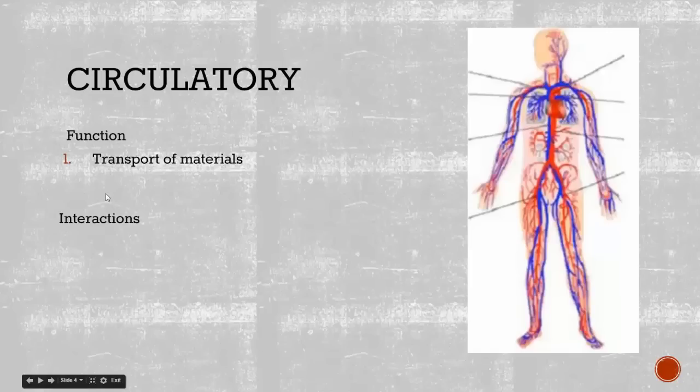The whole reason for your circulatory system is just the transport of materials. That's it. We bring things to the cells, we take things from the cells. Again, it's just all transport of materials to and from cells. Okay, so what things do we actually transport?